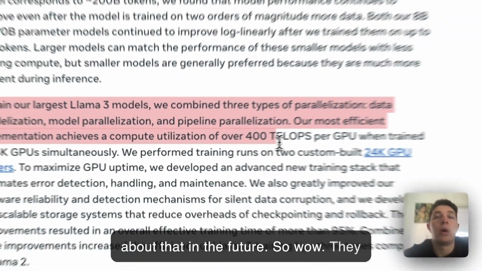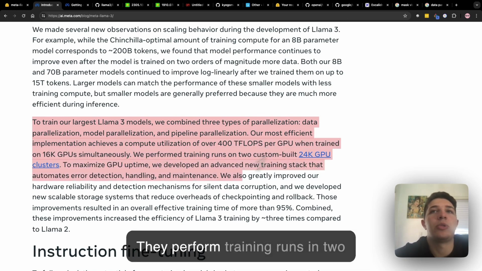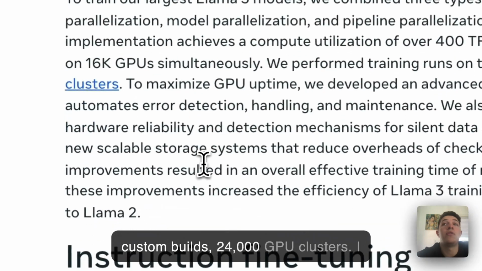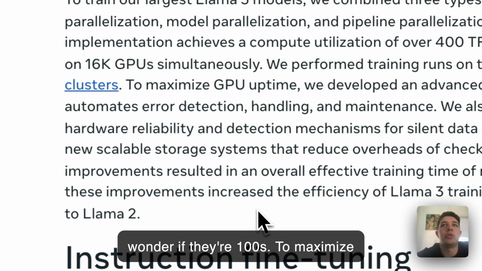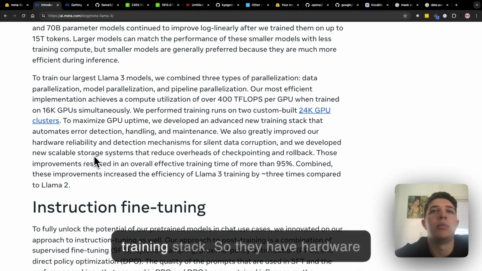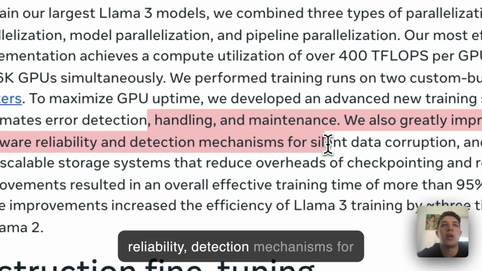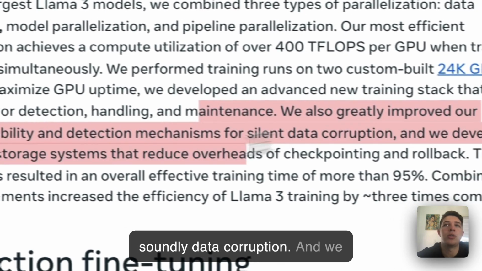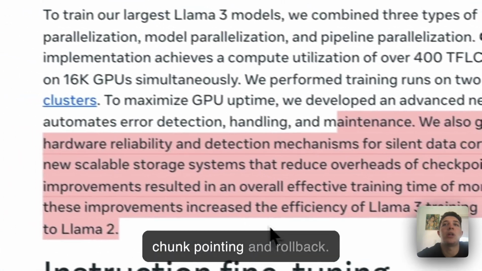So, wow, they utilize over 400 teraflops per GPU. They perform training runs on 2 custom-built 24,000 GPU clusters. I wonder if they're A100s. To maximize GPU time, they created a whole new training stack. So they have hardware reliability detection mechanisms for silent data corruption. And we developed new scalable storage systems that reduce overheads of checkpointing and rollback.